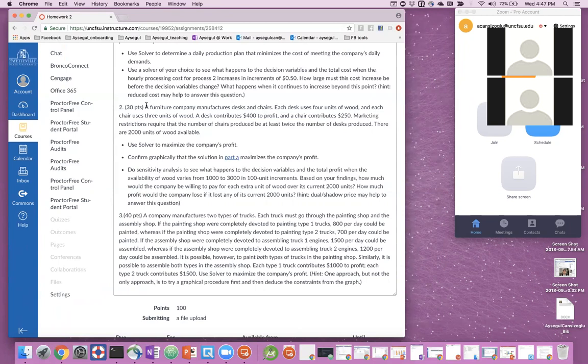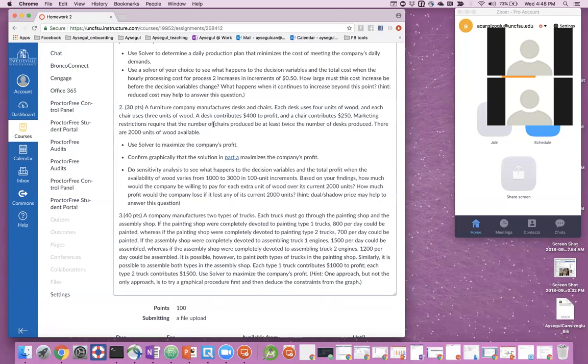So here in this question, it's about a manufacturing company. They are manufacturing desks and chairs. So they have two types of products, and each desk consumes some number of other parts. For example, a desk uses 4 units of wood, and each chair uses 3 units of wood. And then each of these products brings some profit. One of them brings $400, the other one brings $250.